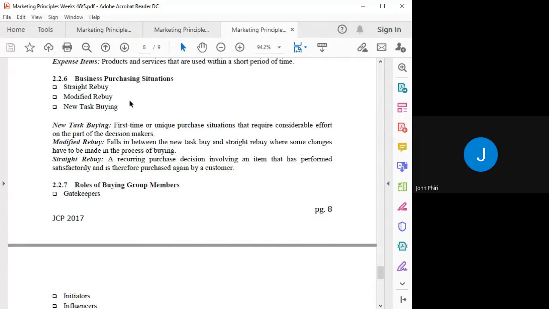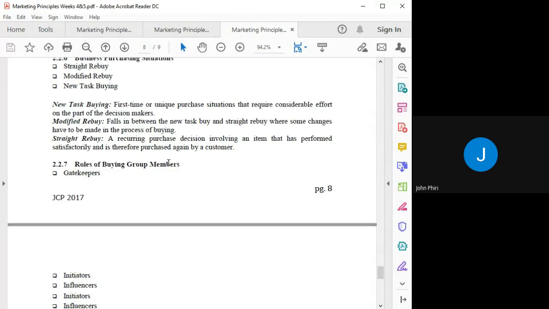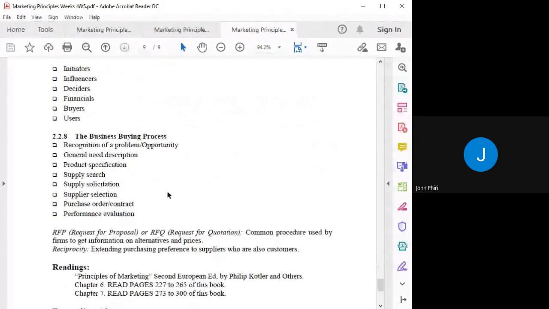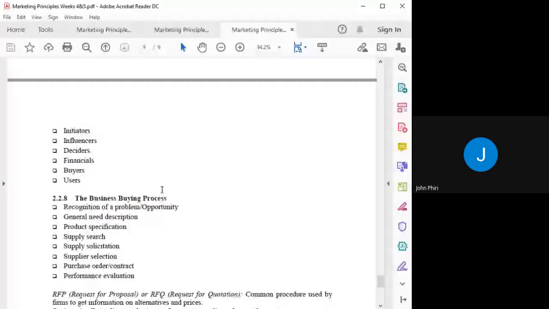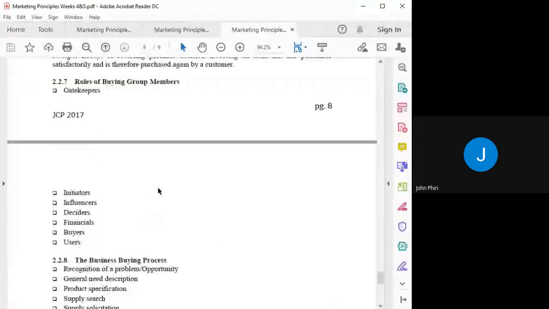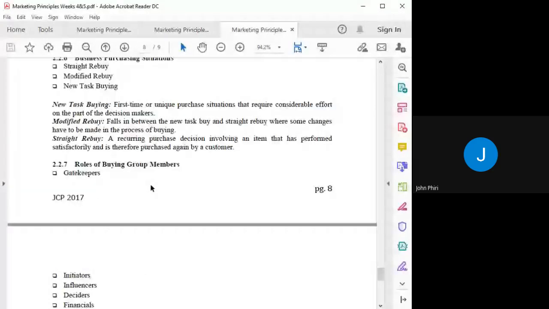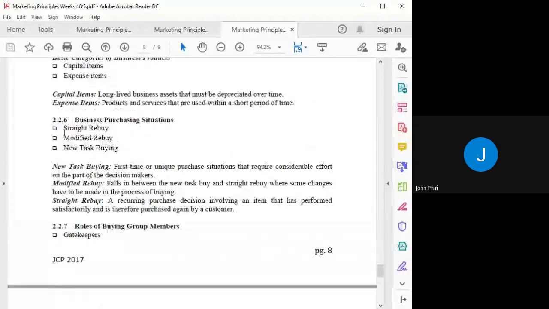On the other hand, after purchase, after performance of the product, you're very, very happy. Wow, this has given us more than what we expected. What do you think? Do you have to go through all the processes the next time you're going to buy the same item? No. You do what is known as straight rebuy. Some people even call it a top up. That's another nickname that it has.